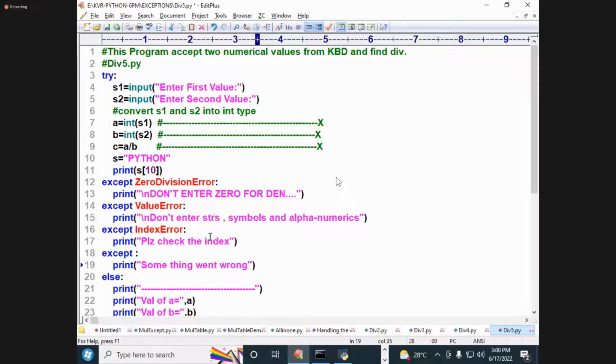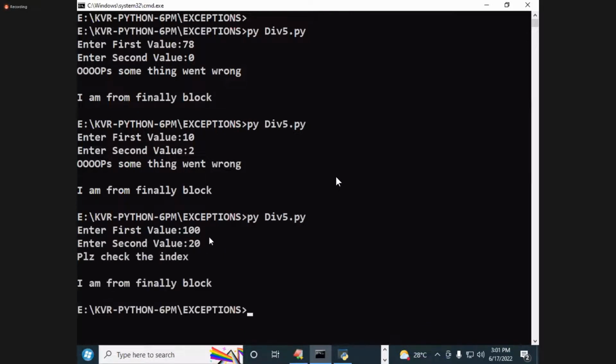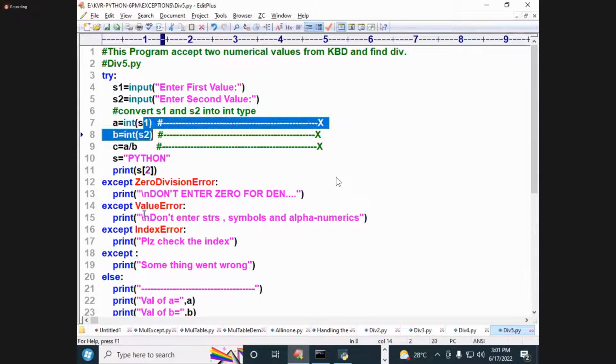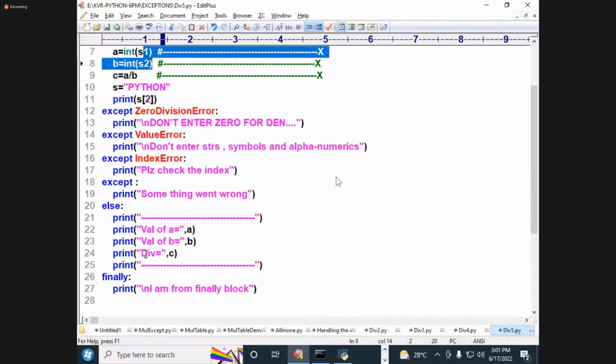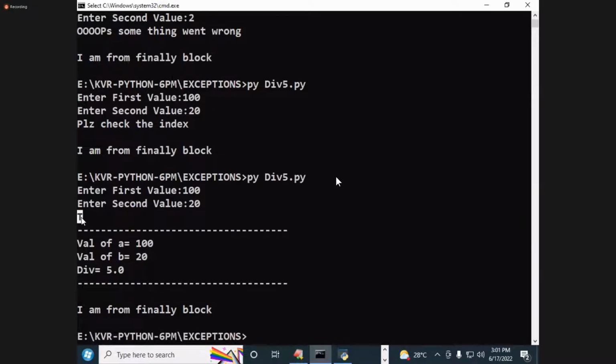See, enter the first value 100 and 20 and see, please check the index. Did you understand? Right. If I go to that, I'll check the index. I'm writing 2, for example. 2 means answer will come what? Y will come. And along with the Y, I will get my output also. Division value will be coming. Let us see that. I will say 100 and 20. I am getting the value called T and I am getting the answer like this. I am from finally block.